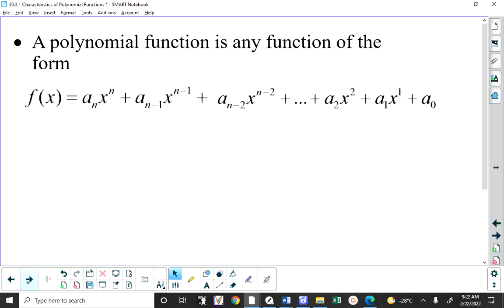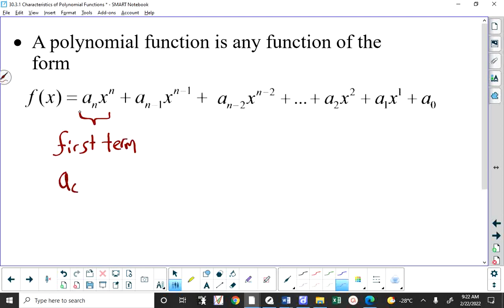What I want you to note about this first term, we could call it term 1 or the first term. And you can write this down or not. It doesn't matter. This is going to all come together and it will make sense to everybody eventually here in about 10 minutes or so. What you need to understand about this first term is that a sub n is just the coefficient.